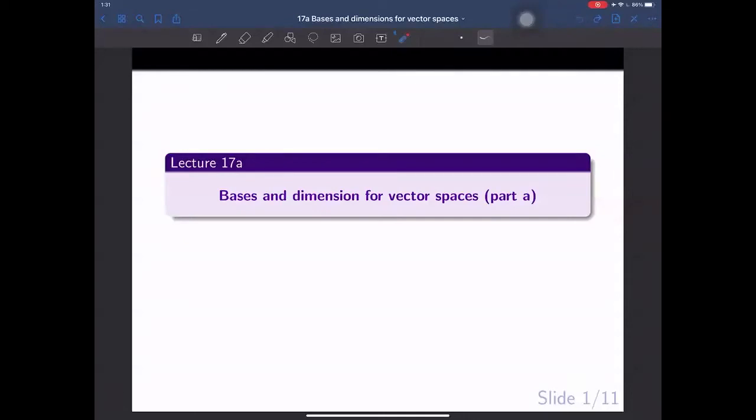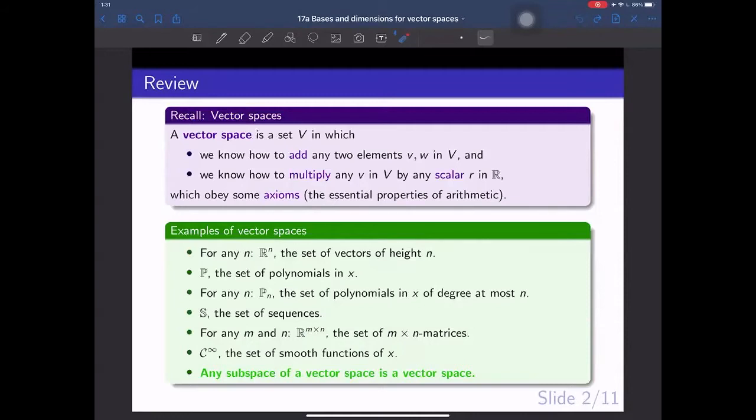Welcome to lecture 17A on bases and dimension for vector spaces. Recall that a vector space is a notion which generalizes a set of vectors, Rn. A vector space is a set where we have a rule for adding two elements in the vector space, and we also know how to multiply any element in the vector space by a number. Our motivating example is the set of vectors of height n.